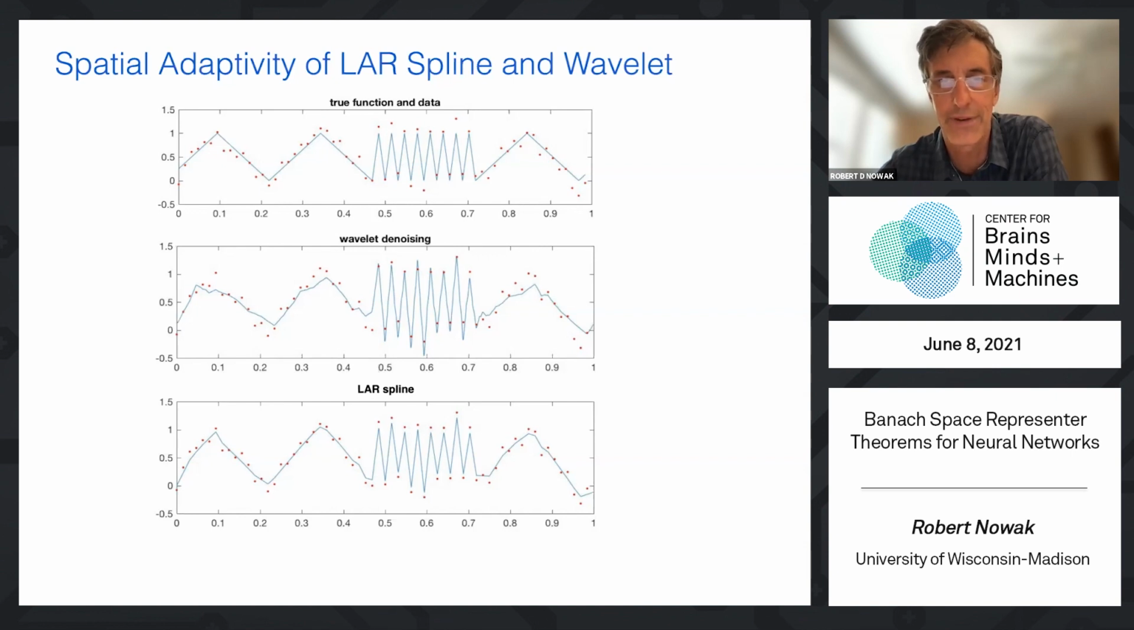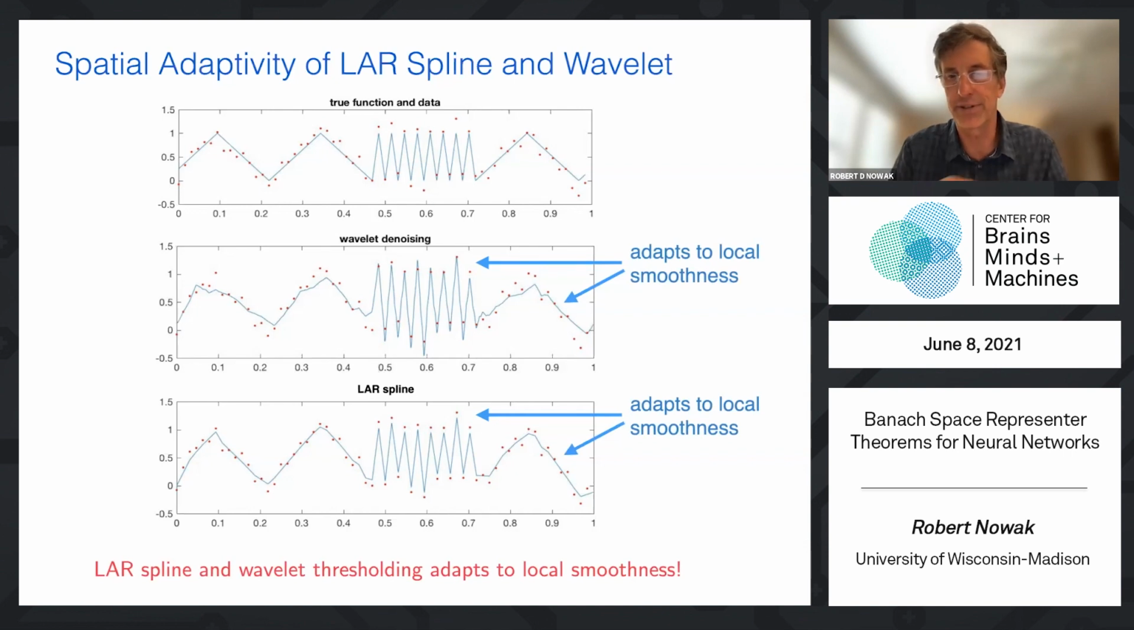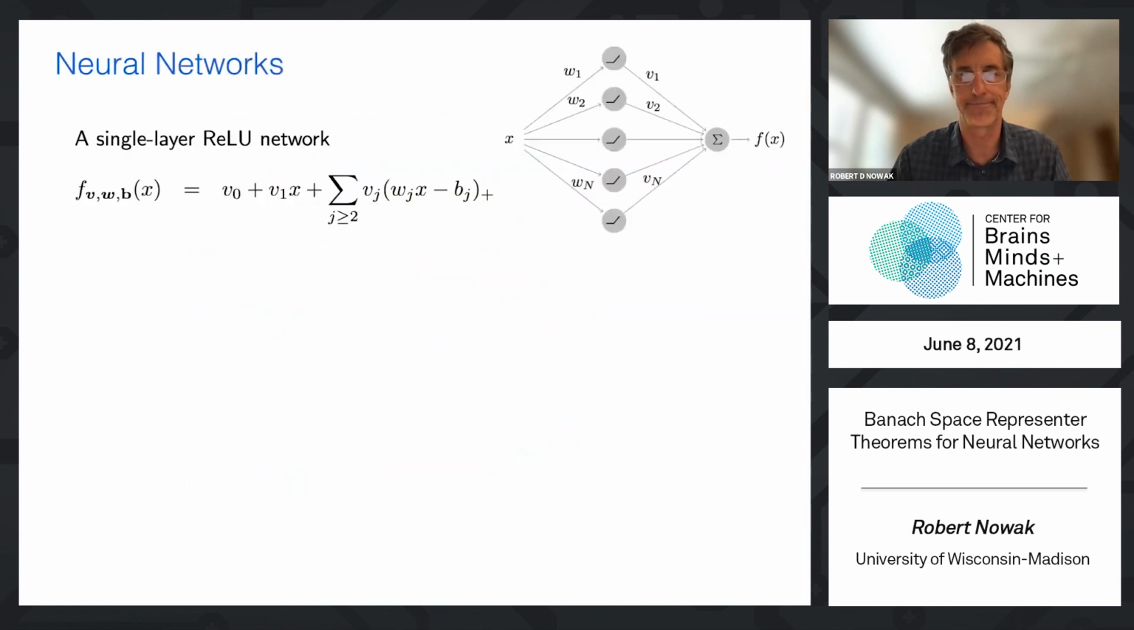So you have this ability to change effectively how much smoothing or regularization you're doing in different parts of the function, depending on how regular or smooth the data are in those regions, something that we couldn't achieve with the kernel methods. So that's what I mean by adapting to local smoothness. Wavelet and locally adaptive regression spline methods are able to do this, but the kernel methods were not.